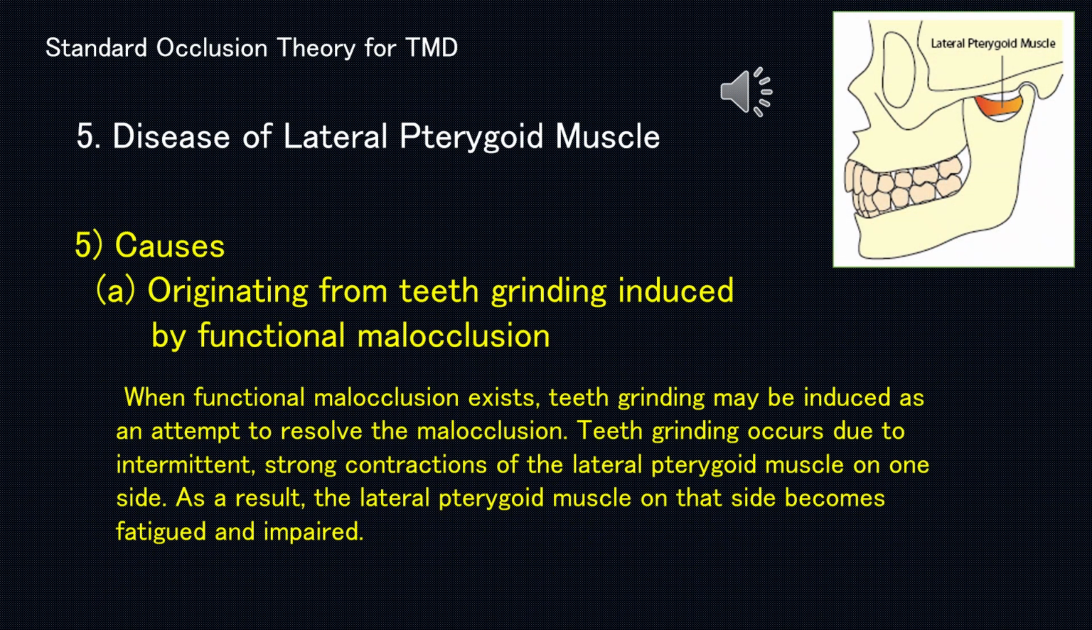5. Causes. A. Originating from teeth grinding induced by functional malocclusion. When functional malocclusion exists, teeth grinding may be induced as an attempt to resolve the malocclusion. Teeth grinding occurs due to intermittent, strong contractions of the lateral pterygoid muscle on one side. As a result, the lateral pterygoid muscle on that side becomes fatigued and impaired.